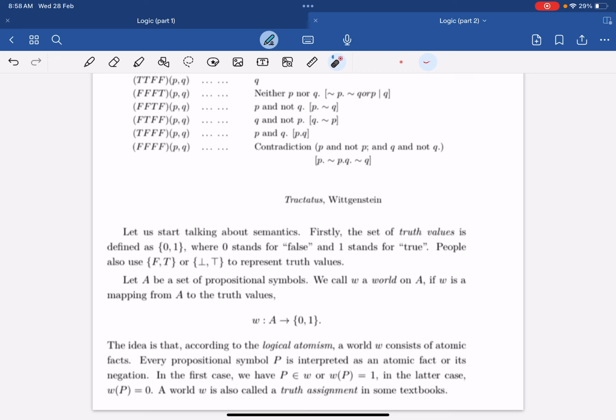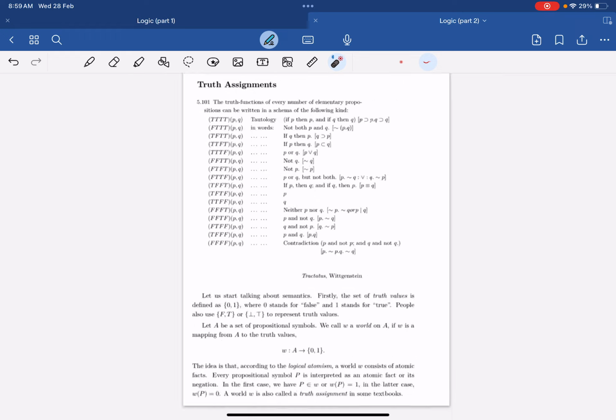So the idea is that the world consists of atomic facts, and every propositional symbol P can be interpreted as an atomic fact. So it's either true or false. So we either have W(P) equals 1 or W(P) equals 0. And this is known as the truth assignment. So you just take a proposition and then you assign it 0 or 1.